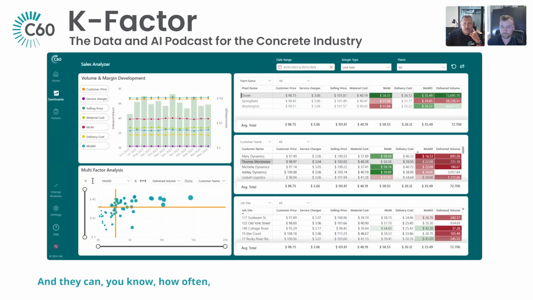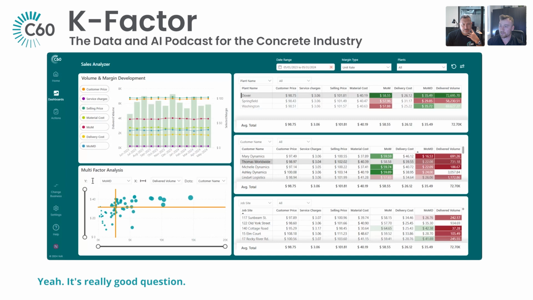And Nathan, how often as a producer do I get this data now? Like if you're showing me this dashboard, do I have this for all my plants, specific plants? Do I have this data every month, every week? How often do I get this information?